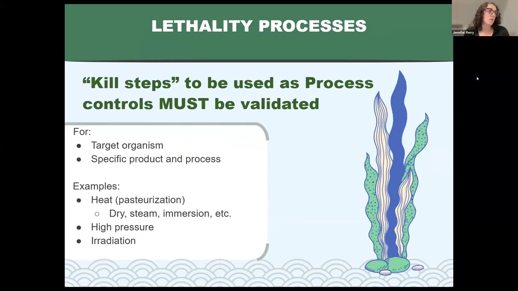All right, when we talk about processing controls, a lot of times people use a shorthand and call them kill steps. These are otherwise termed lethality processes, and these are processing steps that are used specifically for the reduction of risk associated with a particular pathogen. And the emphasis here is on specificity. So any lethality process that is going to be used as a control has to be validated for a specific product targeting a specific pathogen.